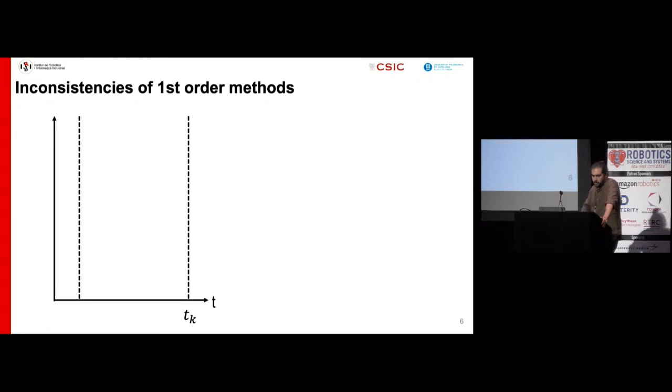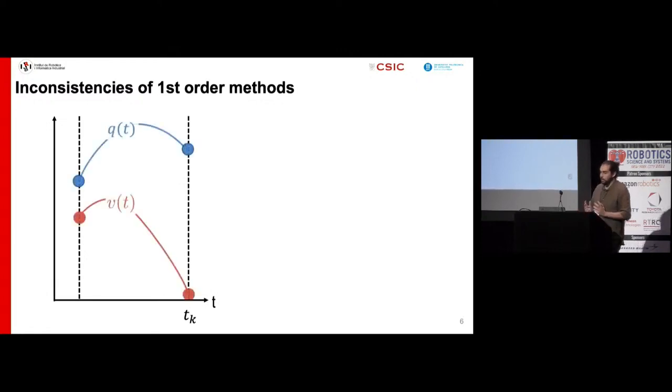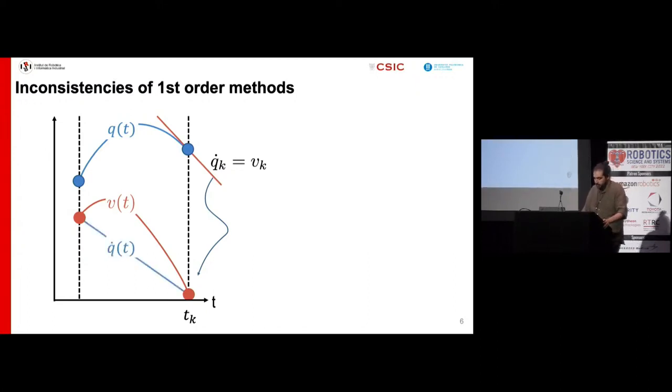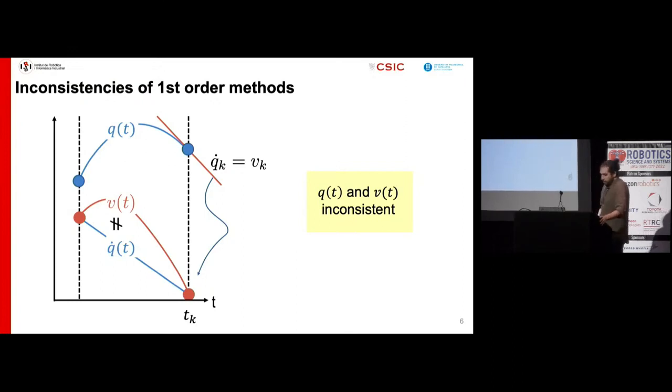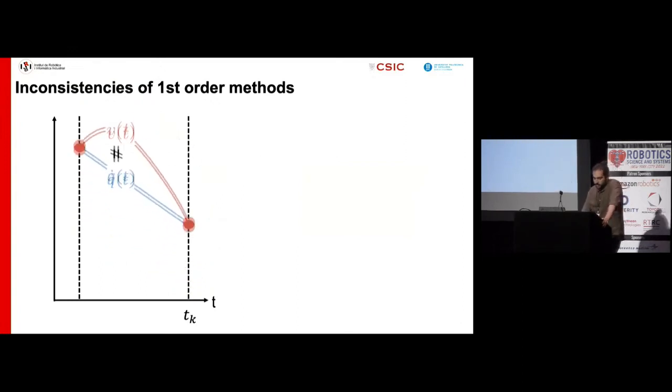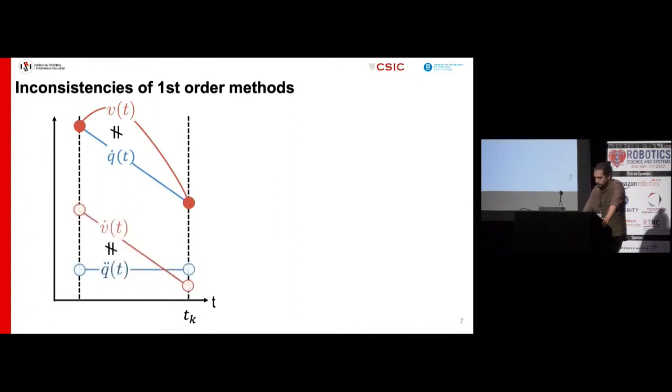In usual collocation, configuration and velocity trajectories are approximated using polynomials of the same degree, and collocation equations force the slope q dot k to match the v_k value at the collocation points. However, q dot of t will be a polynomial of a lower degree than v of t, so the two polynomials will not coincide. This yields an inconsistency between the q and v trajectories. Moreover, since the two curves do not coincide, the derivatives will be different too.